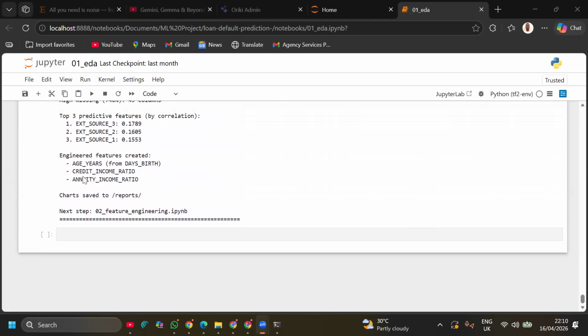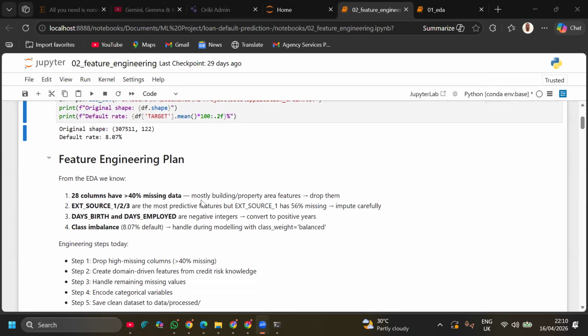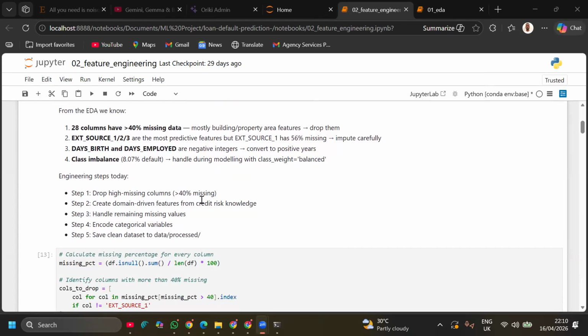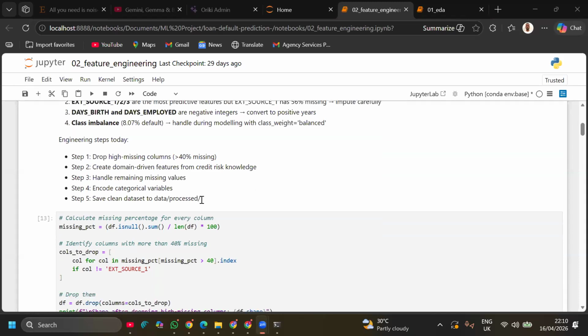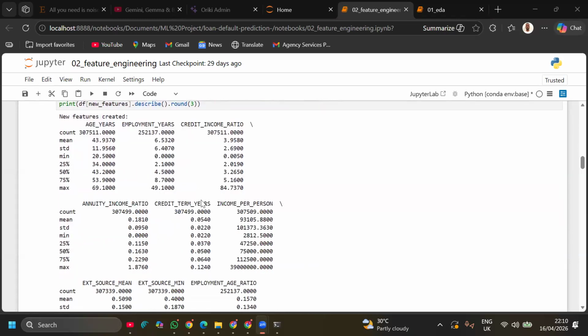So quickly, let me take us to the feature engineering. So on this feature engineering is where we actually extract the columns that we're going to need for our analysis, drop the missing column, okay? Then we impute the remaining missing values, then do some sort of encoding of categorical variables. And lastly, we want to save this data set so that we can use it for our model. So basically, that is what we actually carried out on this feature engineering.